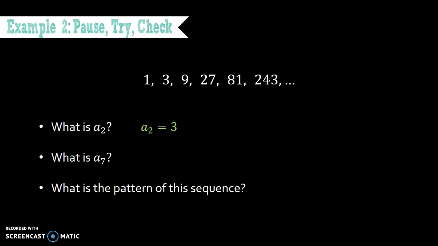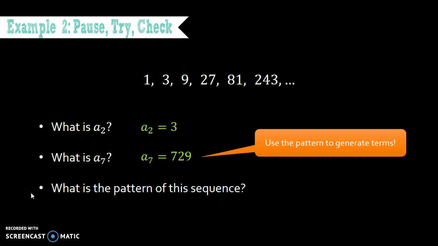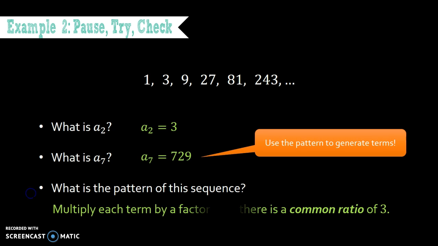A sub 7 is not listed up here. We have the first, second, third, 4th, 5th, and 6th terms listed on the screen, but we're missing the 7th one. We're going to need to use the pattern of our sequence, which is your third question, to actually find the 7th term. So your 7th term would be 729, and that comes from multiplying by 3 to get to your next term. That's our pattern.